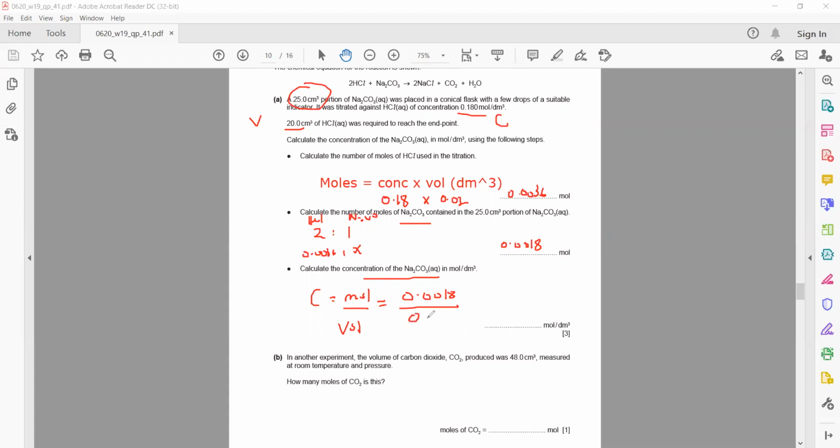Another experiment: the volume of the carbon dioxide produced was 48 cm cube. How many moles are there? To get the moles of a gas, what is the formula? Moles equal volume in dm cube divided by 24. But here the volume is given in cm cube, so first we have to convert into dm cube. To convert cm cube into dm cube, we divide by 1000. So 0.048 divided by 24. Final answer is 0.002 moles of carbon dioxide.